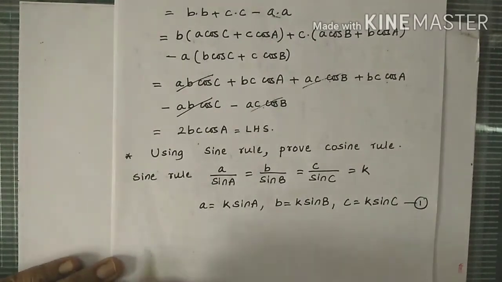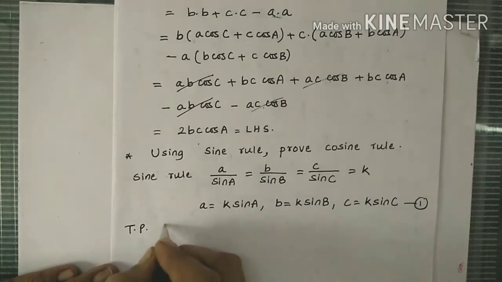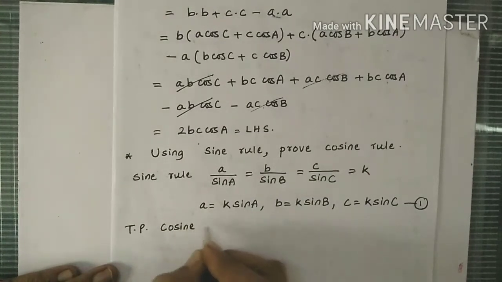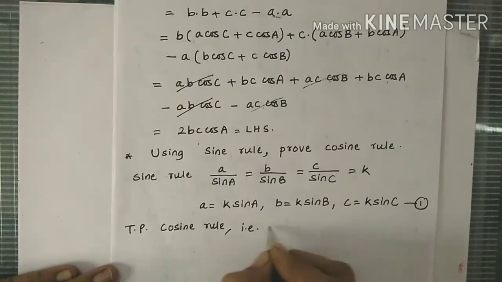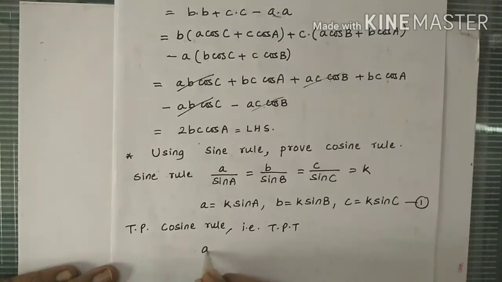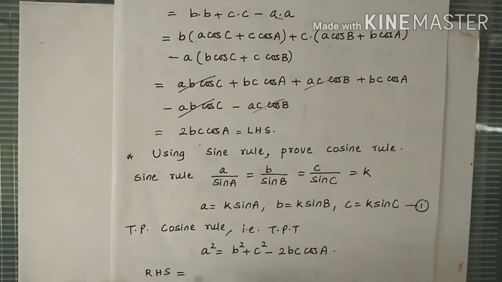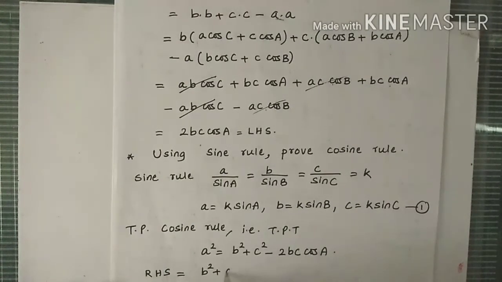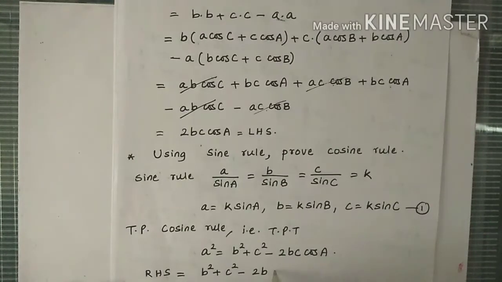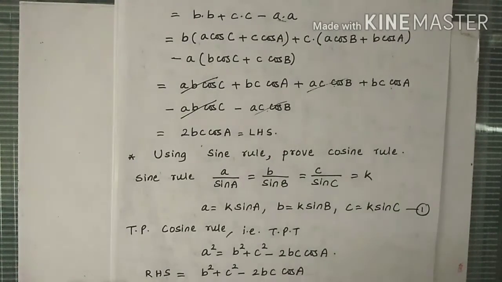Now to prove cosine rule, that means, that is to prove that A square equal to B square plus C square minus 2BC cos of A. So this is to be proved. So let's start with the right hand side. The right hand side is B square plus C square minus 2BC cos of A.